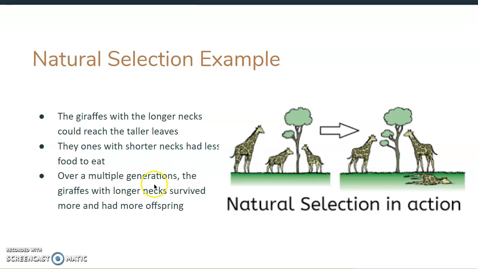So over multiple generations, the giraffes with these longer necks survive and produce offspring. So we can see, sadly, one of the giraffes dead that had a short neck, and maybe this is a parent, and this is their child, their baby, their offspring being able to eat these tall leaves.